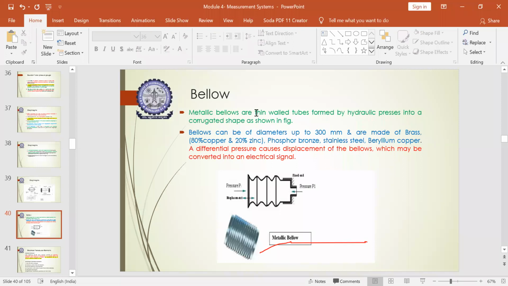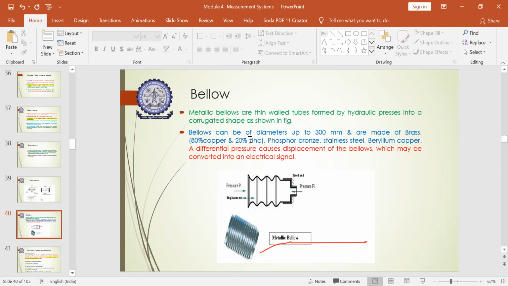The metallic bellows are thin-walled tubes, which are formed by hydraulic presses into a corrugated shape, as shown in the figure. The entire body of the bellows is designed in such a way that it is in a corrugated shape. So what happens with a corrugated shape? It helps in sensing the required pressure and showing a large amount of deflection, because the entire body is corrugated. The bellows can be of diameter up to 300 mm.